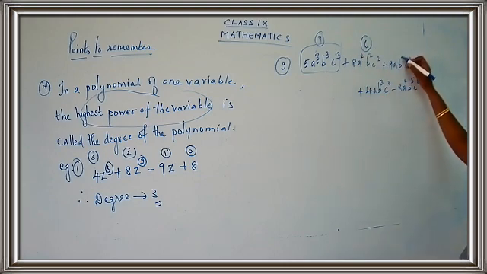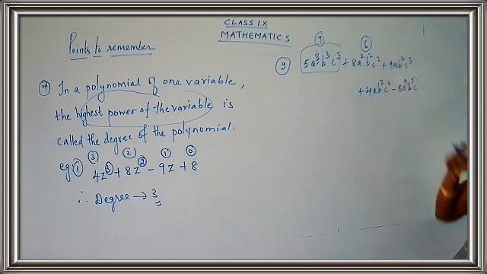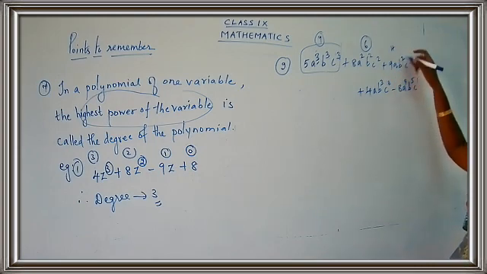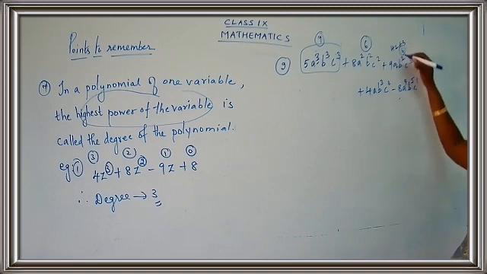It was a b square c cube, yes? So what is the power for a here? It's 1. How many a's are there? Only one a is there. Yes. So what is it? This is 1 plus 2 plus 3. So what is the answer? 1 plus 2, 3. 3 plus 3, 6. Again I have your 6.